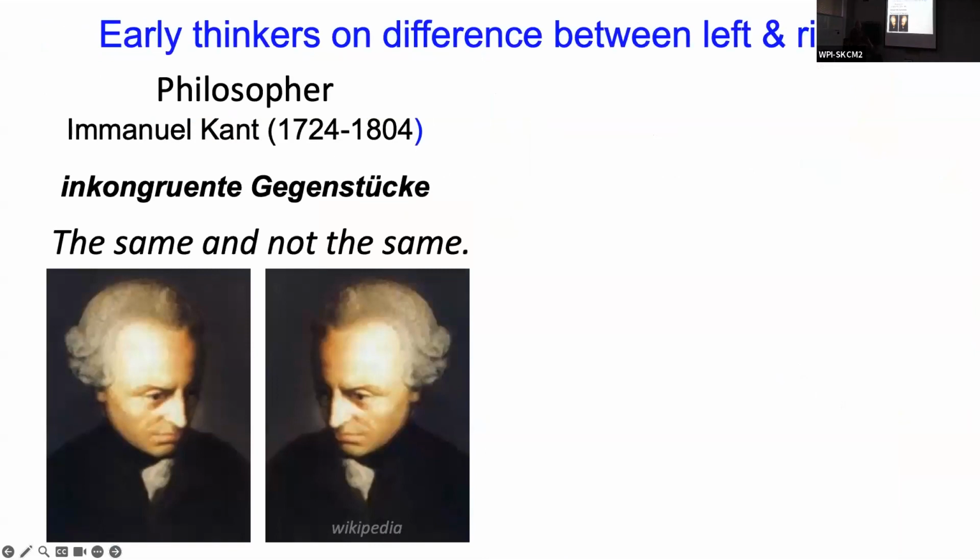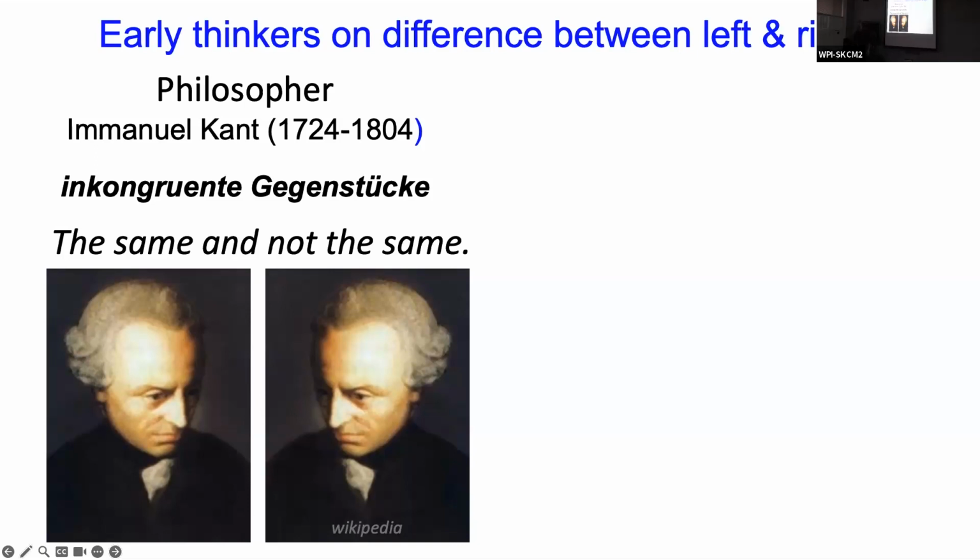Some of the greatest philosophers have really pondered long and hard about the difference between left and right. Immanuel Kant said, look, my left hand and my right hand, they're the same, but not. The same and not the same. What's the nature of this difference? My right hand could not be any more similar to my left hand, except for the fact that it's not.